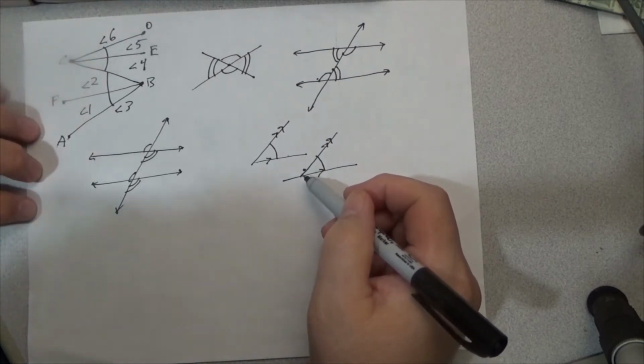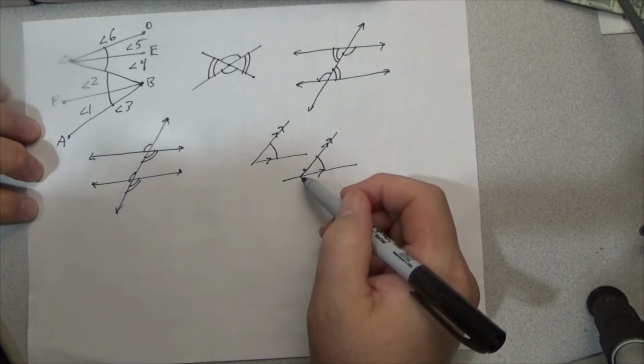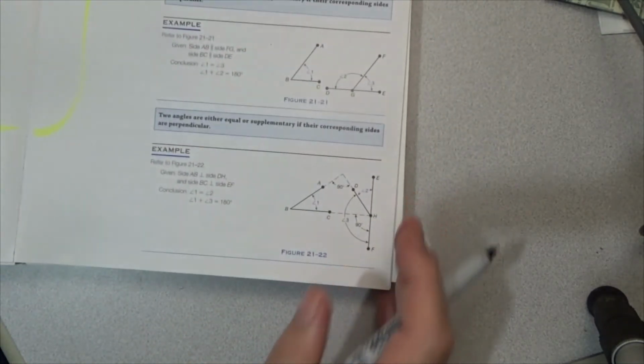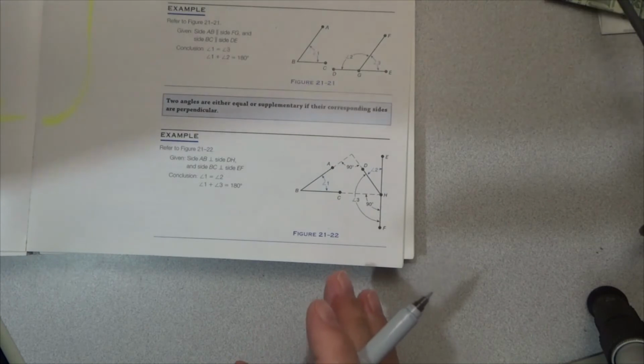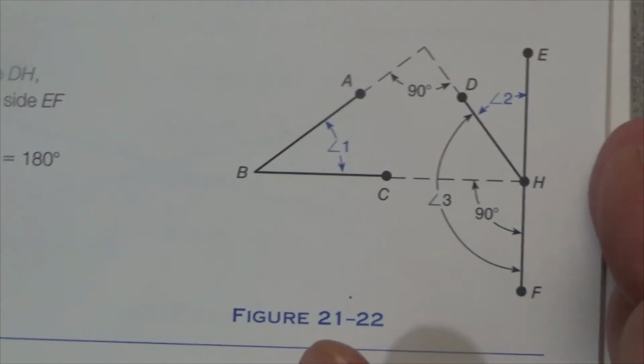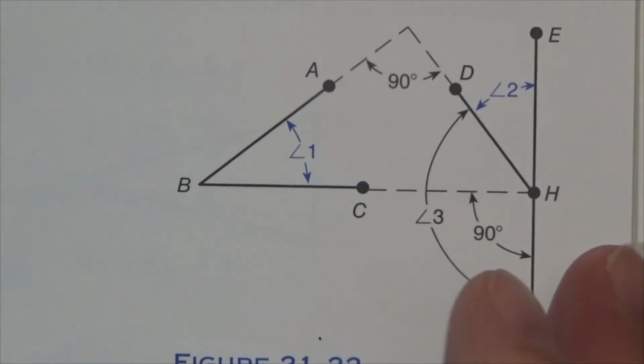Okay, so what's the next one say? Two angles are either equal or supplementary if their corresponding sides are perpendicular. This one I'm just going to show you because I'm not drawing that one out. Oop, the other way, right here. Yeah, right there.